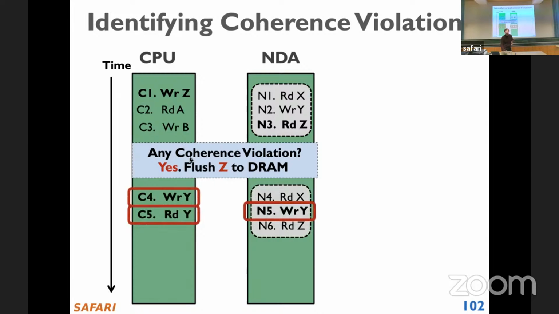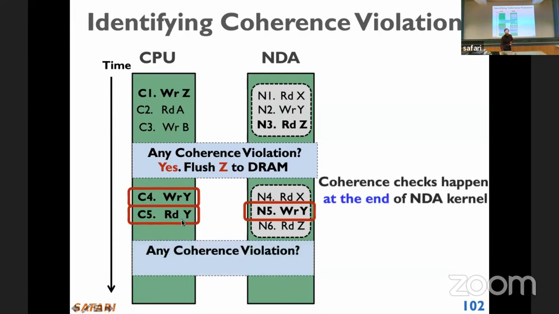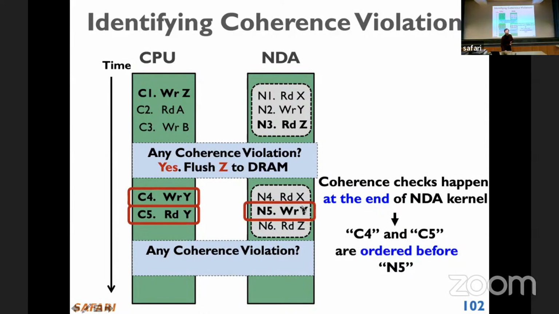So this is another example. Here, you write to Y and read from Y. The coherence check happens at the end of the NDA kernel. Now, because the NDA kernel did not read from Y at all, there is really no coherence violation over here, if you think about it. So you can commit this operation. Of course, there are issues with the memory consistency model. You need to ensure that memory consistency is also handled, but we're ignoring that here because consistency and coherence are different issues. But assuming that this satisfies the consistency model, there's no coherence violation over here, right?